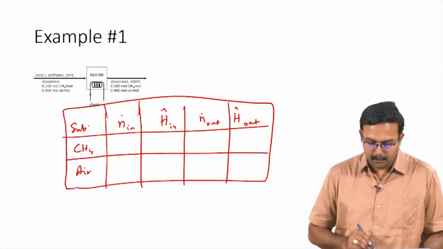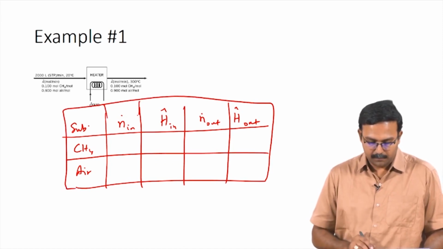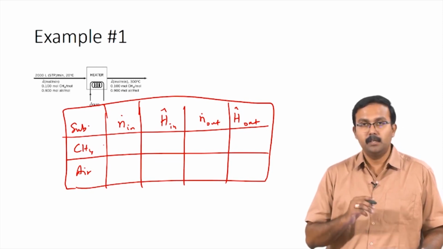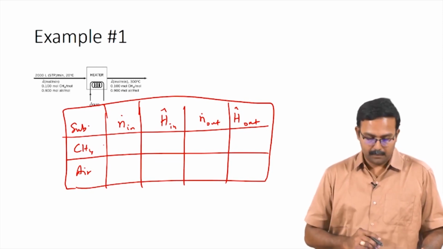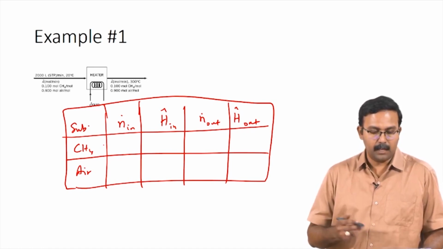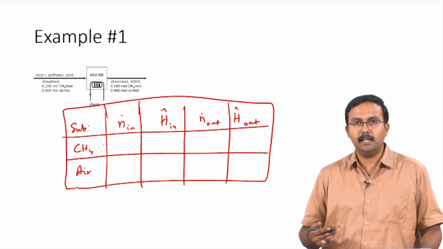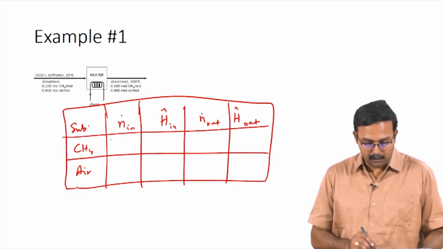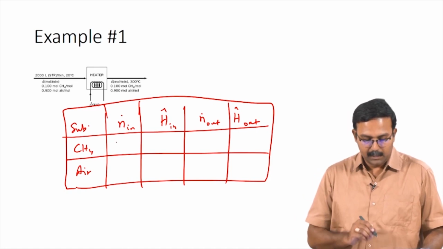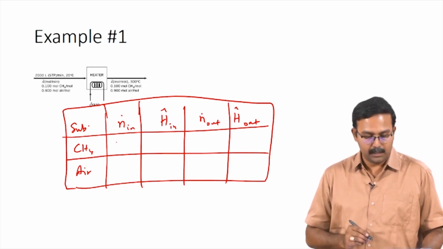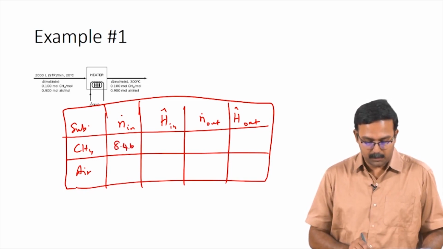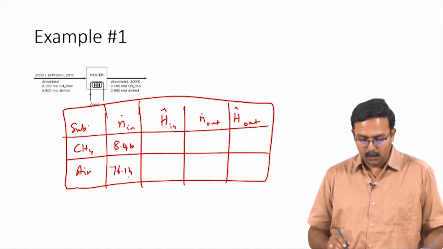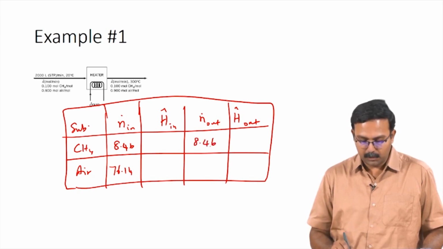Now that we have this table, let us start filling out all the information. We know that 10% of the mixture entering is methane. The value given is by volume, which would mean that it is also proportional to the mole fraction. Because of this we can calculate the number of moles of methane coming in as 10% of the total number of moles which is entering. So, this value would be 8.46 moles and air would be 76.14 moles. The outlet condition would also be the same, with 8.46 moles of methane and 76.14 moles of air leaving the system.